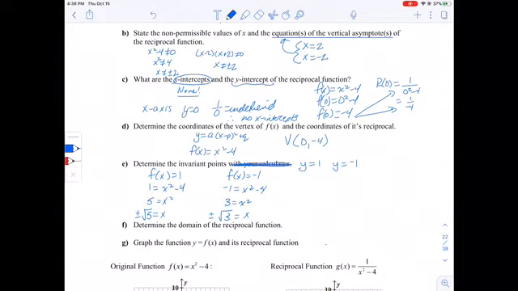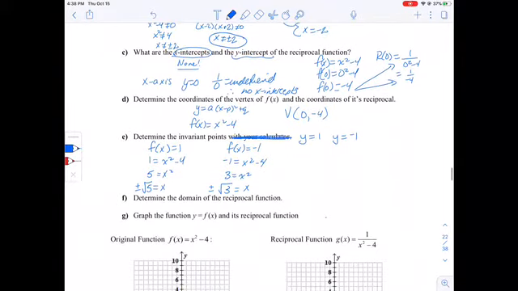Now if I'm looking for the domain of the reciprocal function, I know from up above, my non-permissible values, that x cannot equal plus or minus 2, so that would in fact be my domain, the set of all x such that x cannot equal plus or minus 2.